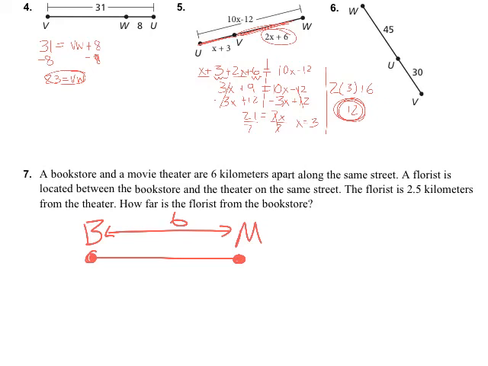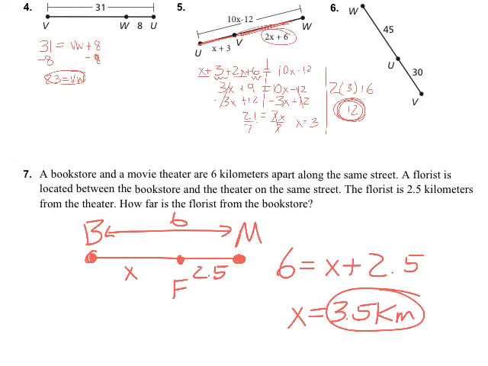A florist is located between them. That is 2.5 kilometers from the movie theater. Okay, so here's the florist. This is 2.5. So the whole is the sum of the parts. Easy for me to say. Okay, so I need to find this space right here. I'll call that x. So 6, my total, should equal x plus 2.5. So subtract 2.5 from both sides, and you get 3.5 kilometers. Okay, so that means that the florist is 3.5 kilometers from the bookstore.